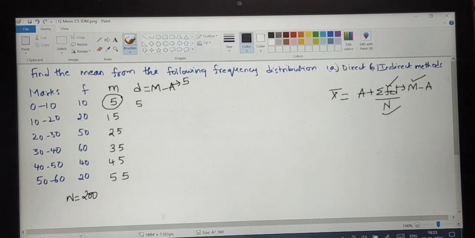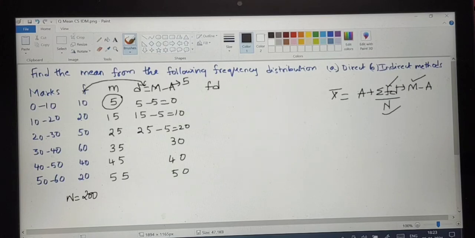My first value becomes 5 minus 5, 0. Then 15 minus 5, which is 10. And 25 minus 5, which is 20. And then I have 30, 40 and 50. So this is the calculation. The next thing that he's asking you to do is multiply f into d. Okay, so we are going to multiply the columns f and d.